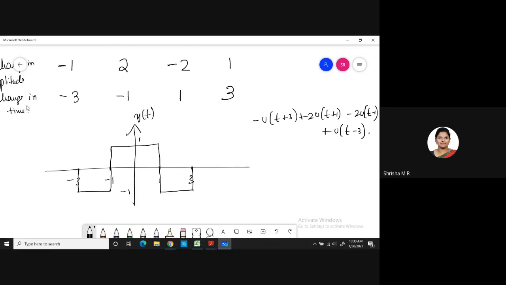And change in time you have to write. So u of t plus 3 means, where will the signal start? -3, correct. U of t plus 3 means it is left shifting, as k is positive. At -3, your signal will start. The signal is occurring 3 seconds earlier, so write that instant. U of t plus 3 means the signal will start from -3, which I have written here. Then in u of t plus 1, the signal will start from -1. Agree, everyone? Yes or no?